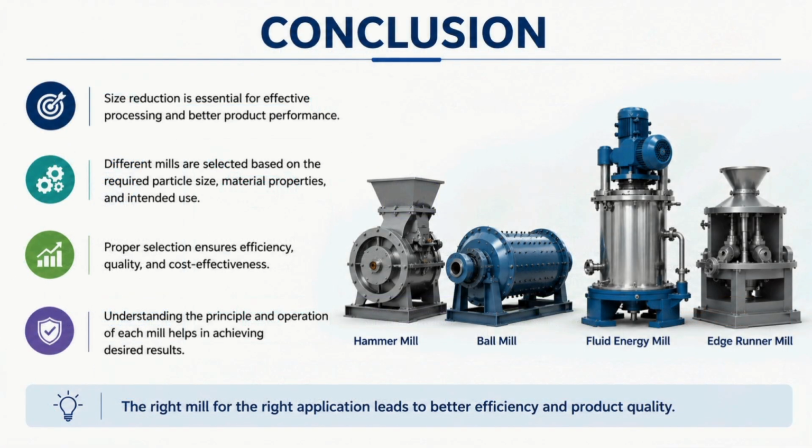Conclusion. Students, we have learned the complete topic of size reduction today. We understood the definition and the objectives, we discussed the factors affecting size reduction, and we studied the different methods like impact, compression, attrition and cutting. We learned the construction, principles, working and uses of all the major mills. Hammer mill is used for impact grinding, ball mill is used for fine grinding, roller mills work on compression, and cutter mill is used for fibrous materials. Fluid energy mill produces ultrafine particles, and edge runner and end runner mills are used for wet grinding.